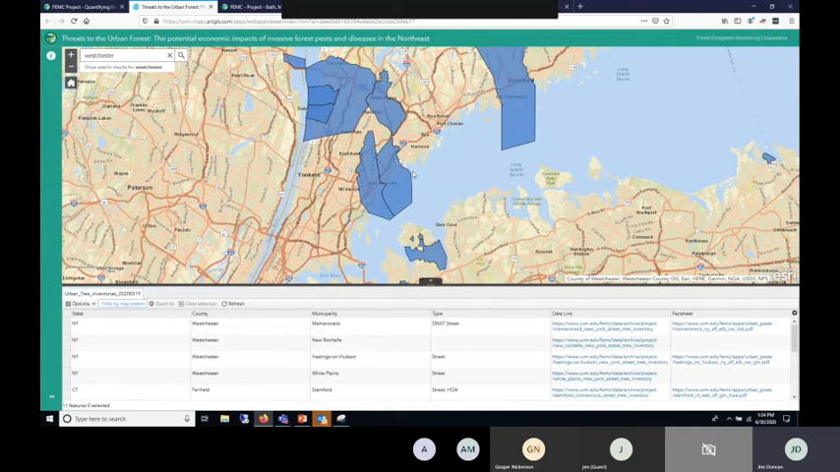So this is another way that you can use the tool. Pretty simple interface. The goal here, again, was just to make it clear what's available and what we have, and then get people to the data or to the fact sheet as quickly as possible.